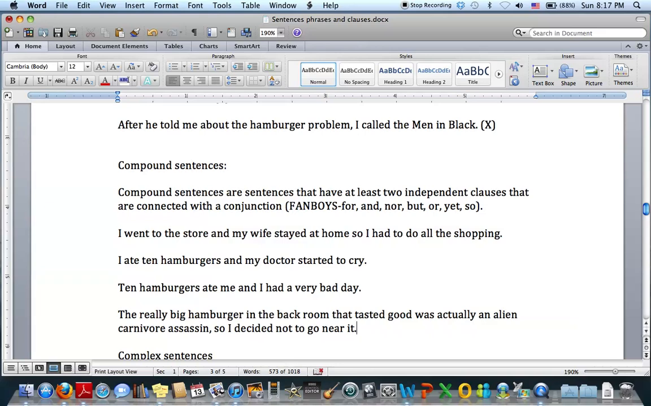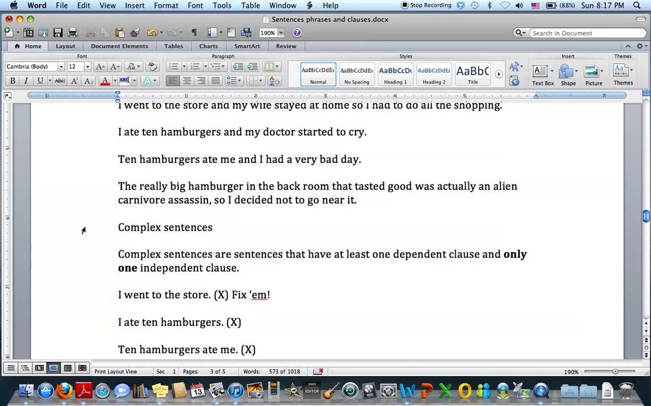In order to understand that, though, we have to figure out what we're talking about. What's a complex sentence? Well, let's take a look. That's next up. Complex sentences. Complex sentences are sentences that have at least one dependent clause, and, here's the trick, only one independent clause. Once again, they're sentences that have at least one dependent clause. They can have a bunch of dependent clauses, but they have only one independent clause.